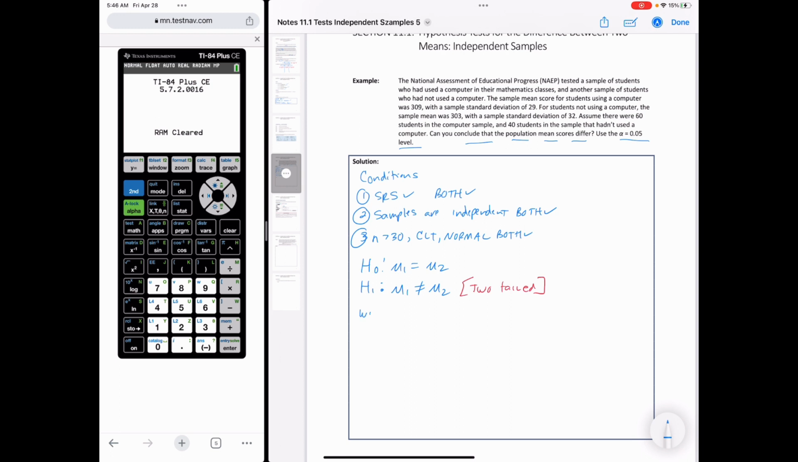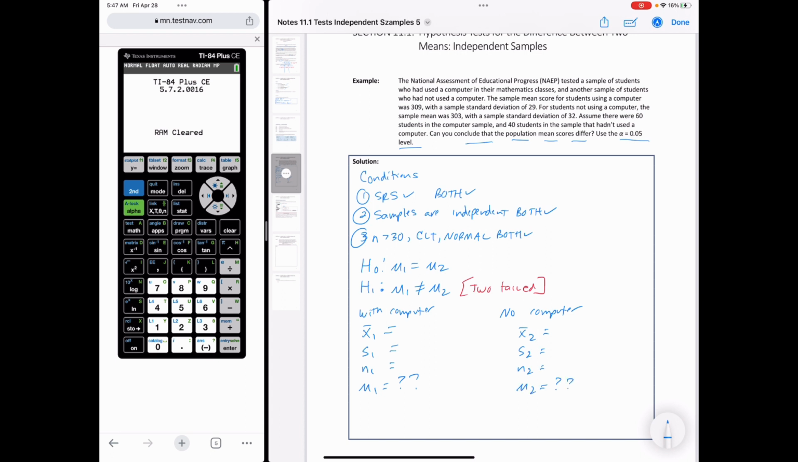And this is the part I like to write. I like to write with computer and no computer. And I'm going to write my X bar 1, my S of 1, my N of 1, and ultimately you want mu of 1. And the same thing here: X bar 2, S of 2, N of 2, and mu of 2.